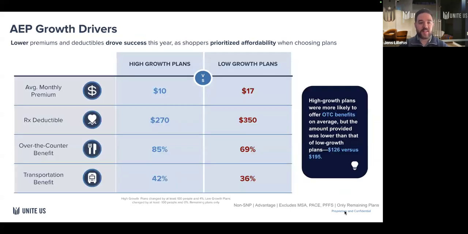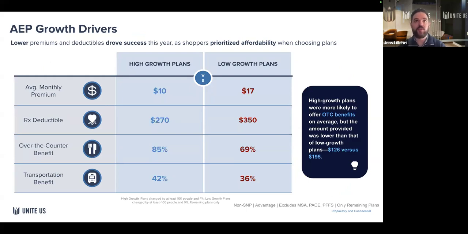If we move to the next slide. So what drove the success? What are some of the features of these health plans that saw high growth versus low growth? We can see, starting with monthly premiums, high growth plans had a $10 monthly premium compared to low growth plans who had a $17 premium on average.